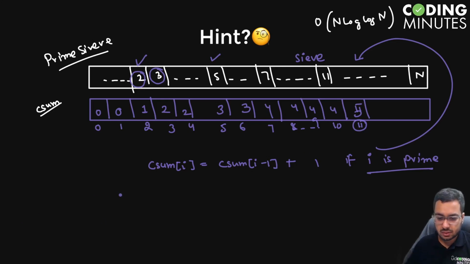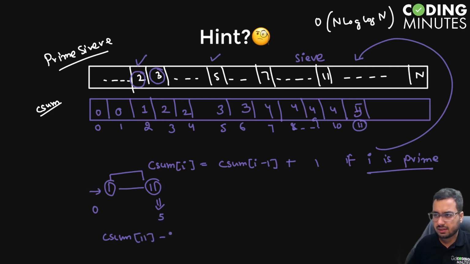Now someone asks, tell me how many primes I have in the range, let's say, 1 to 11. So you look at it: up to 11 I have 5 primes, and since 1 is included, you need to check how many primes up to 0. So there are 0 primes. So between 1 and 11 there are going to be 5 primes. So you're simply doing C sum of 11 minus C sum of 0. That gives you the primes I have.